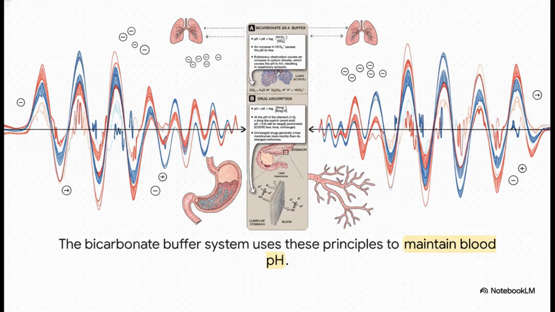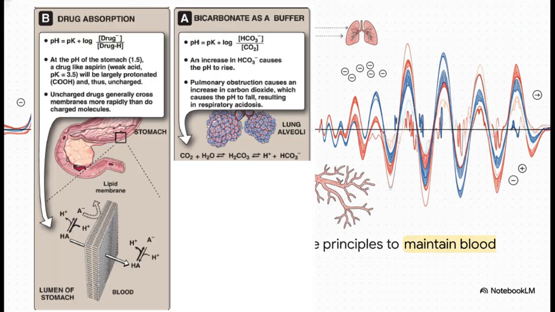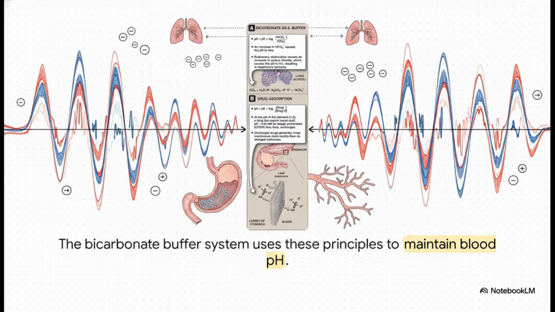I mean, our own blood uses a bicarbonate buffer system that works on these exact same principles. Its job is to keep our blood pH locked into a super narrow, super safe range. This isn't an exaggeration. This chemical buffering is literally what's keeping us alive every single second of every day.